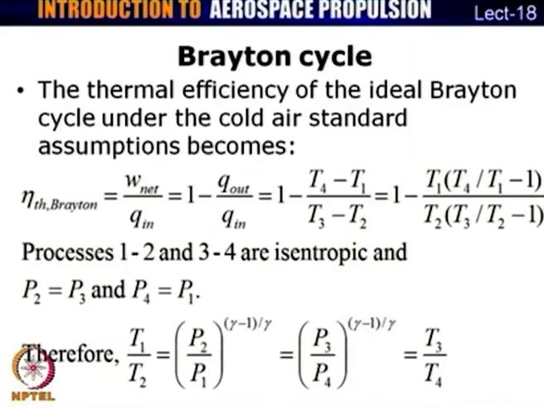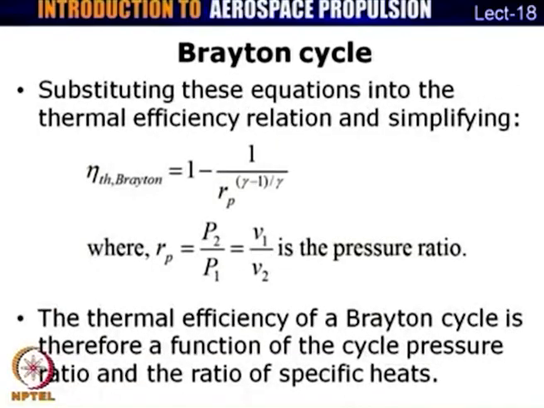We know that processes 1-2 and 3-4 are isentropic, and processes 2-3 and 4-1 are constant pressure processes. Therefore, P2 is equal to P3 and P4 is equal to P1. Because processes 1-2 and 3-4 are isentropic, we have T1 by T2 equal to (P2 by P1) raised to (gamma minus 1) by gamma, which is equal to (P3 by P4) raised to (gamma minus 1) by gamma, because P2 is equal to P3 and P4 is equal to P1, which is in turn equal to T3 by T4.